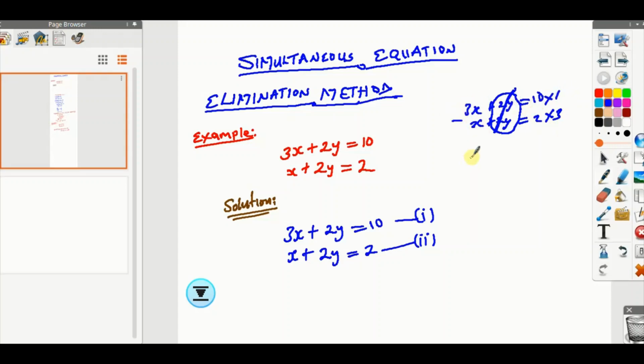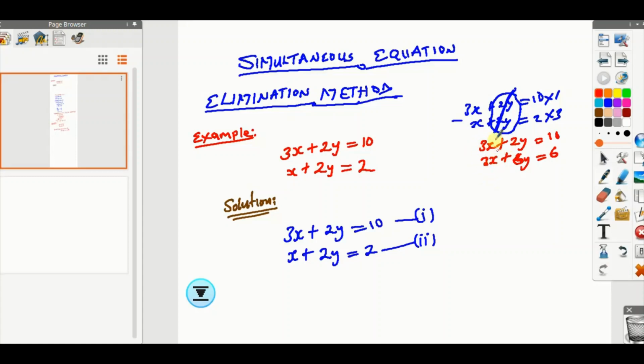1 times this value, we have this value. 1 times 3x, we have 3x, plus 1 times 2y, we have 2y, and 1 times 10 is the same thing as 10. The same thing here, 3 times x, we have 3x, and 3 times 2y, we have 6y, and 3 times 2, which is 6. Here now they become the same coefficient.